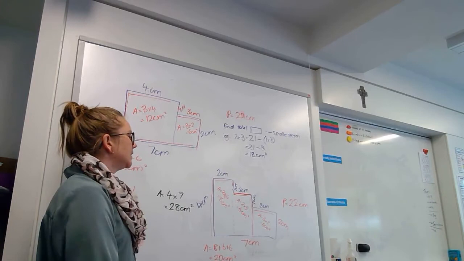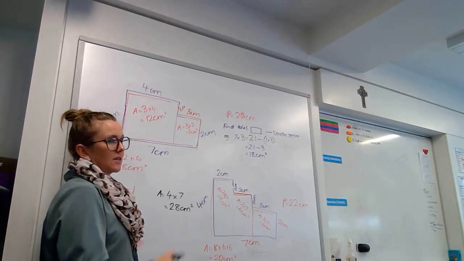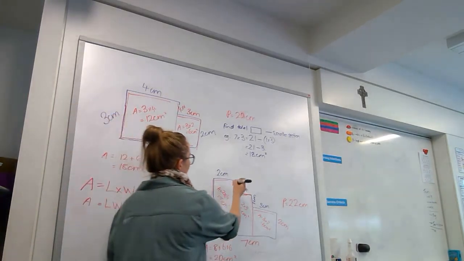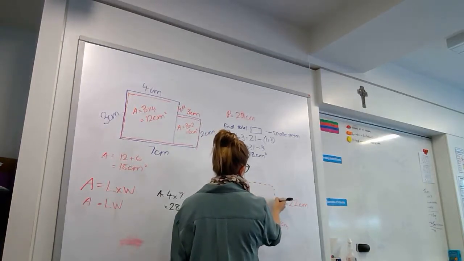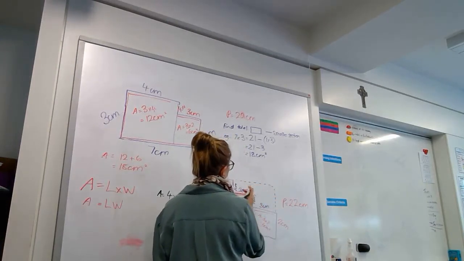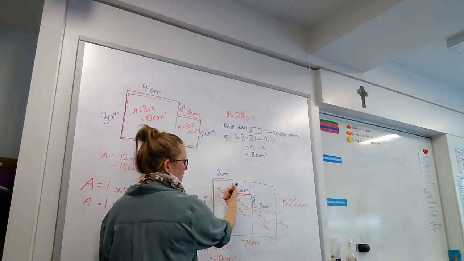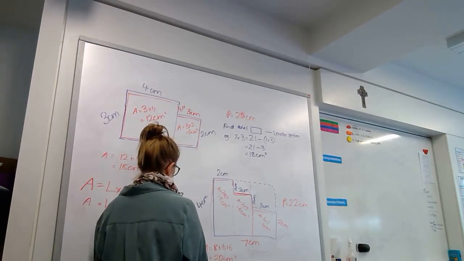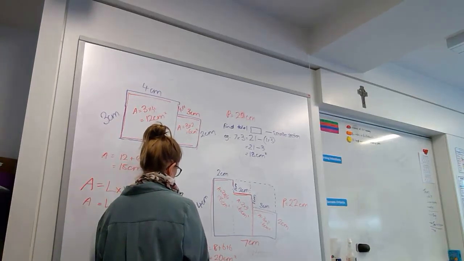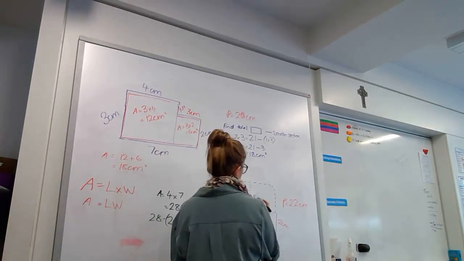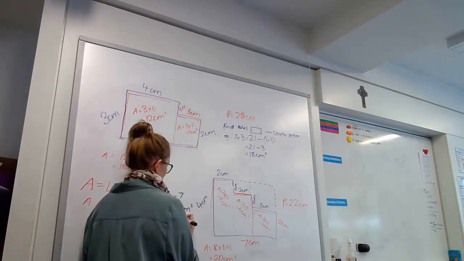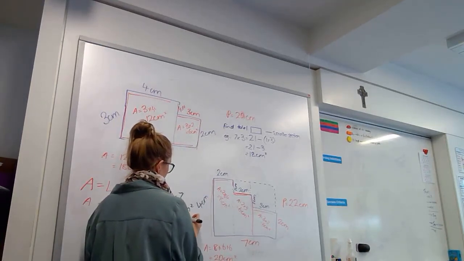Cool. And then I would need to subtract 2 little mini rectangles. So if I had made this shape a big rectangle, then I would need to subtract 1 times 2, which is 2, and then 2 times 3, which is 6.